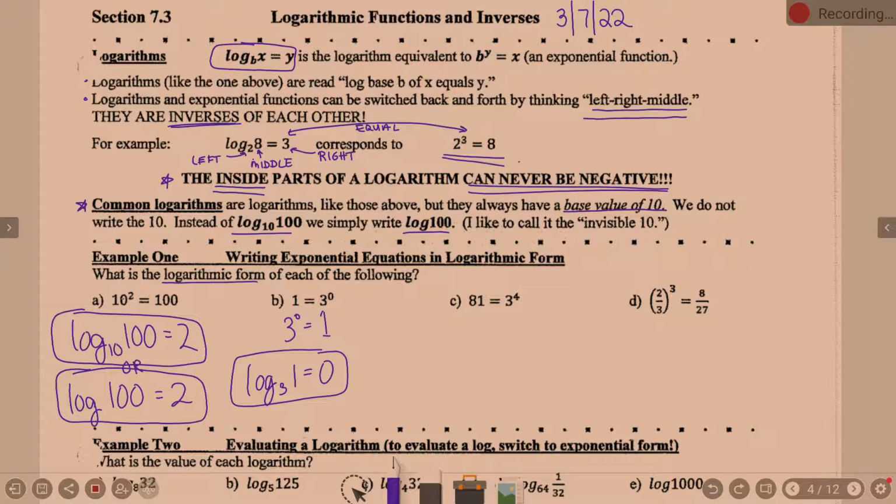Okay, C. 81 equals 3 to the 4th. Again, if you're not comfortable with the way it is, then by all means, flip it and make it 3 to the 4th equals 81. Okay, what do we got here? Oh, I forgot to give you my help. Log. Okay, log base 3 again, because that 3 is the base up there, of 81 equals 4.